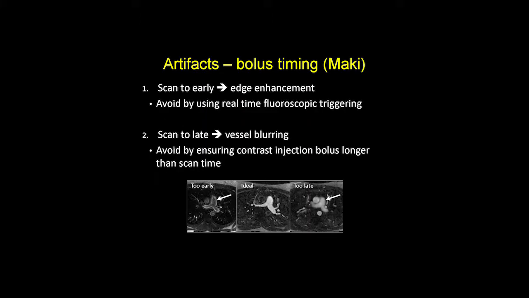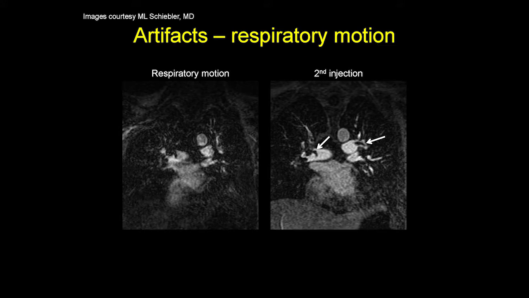And then now at the bottom of your screen, you can see some of the effects of scanning too early or too late. If you scan a little bit too late relative to when the contrast is going through, you don't have contrast in those small pulmonary vessels when you're acquiring the outer areas of k-space, your vessels look blurry, just like Jeff was pointing out earlier. If you scan too early, again, you don't have enough contrast in the vessels of interest.